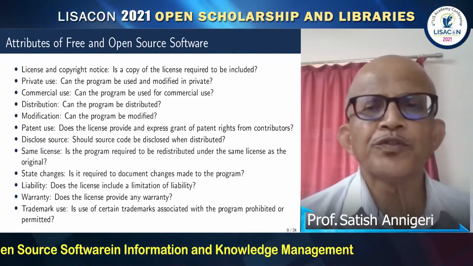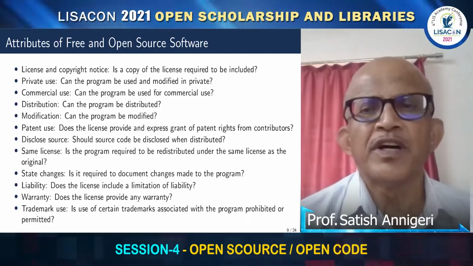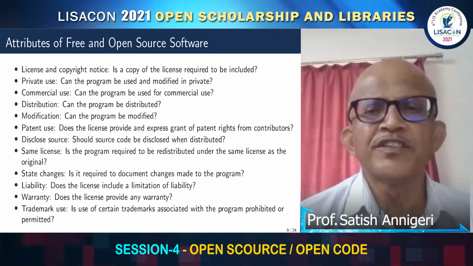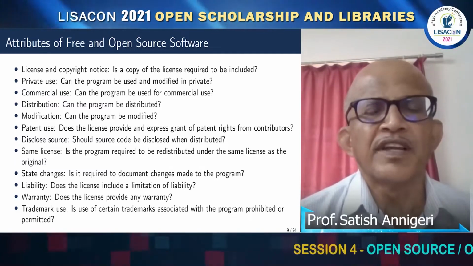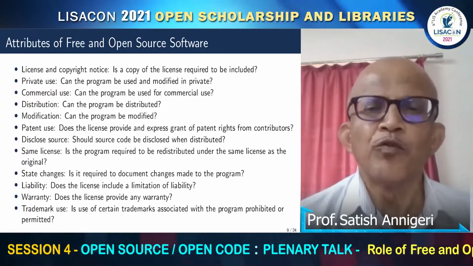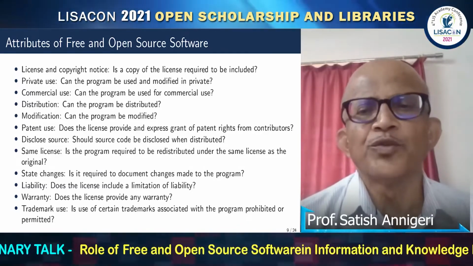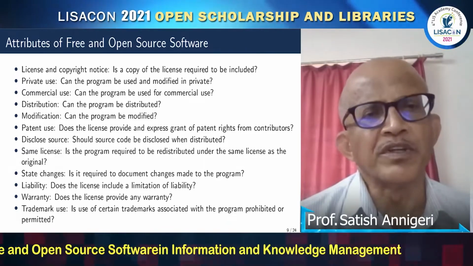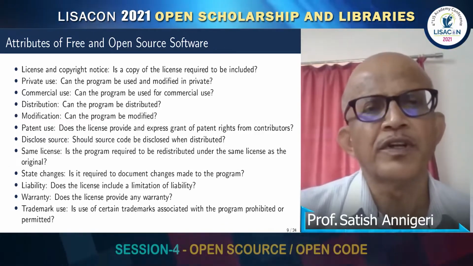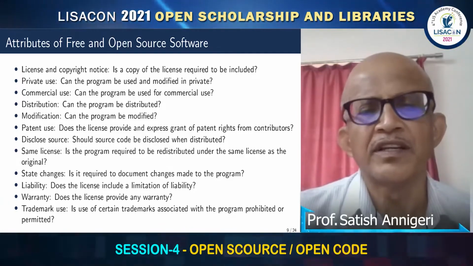Should source code be disclosed when distributed? Is the program required to be redistributed under the same license as the original? Is it required to document changes made to the program? Does the license include a limitation of liability? Does the license provide any warranty to the user? And is use of certain trademarks associated with the program prohibited or permitted? So when you look at a free and open source software or even closed source software, these are the attributes you should consider, and based on that, take a decision.